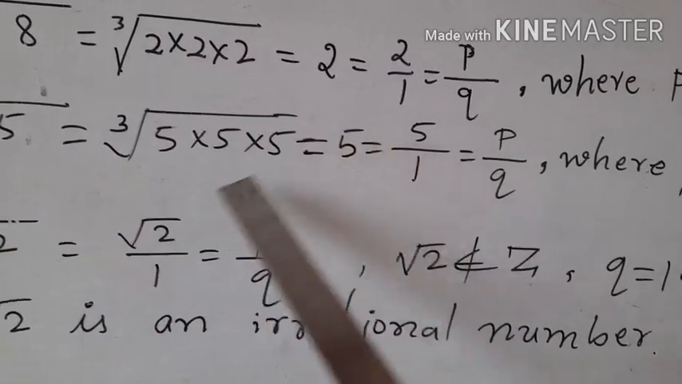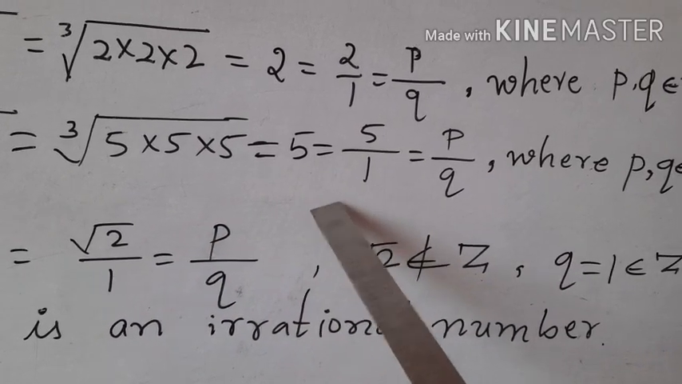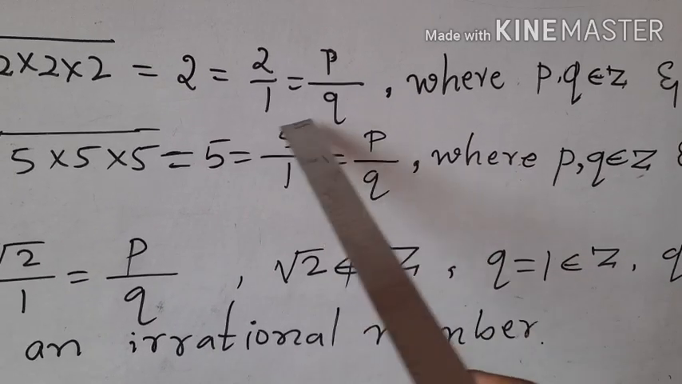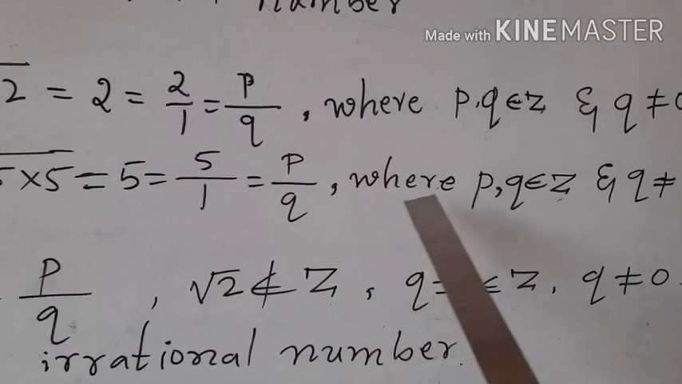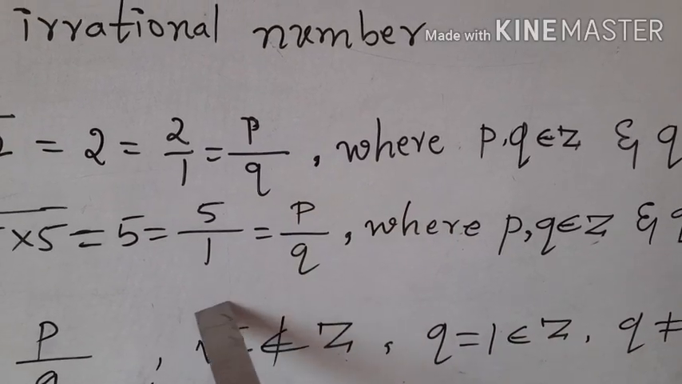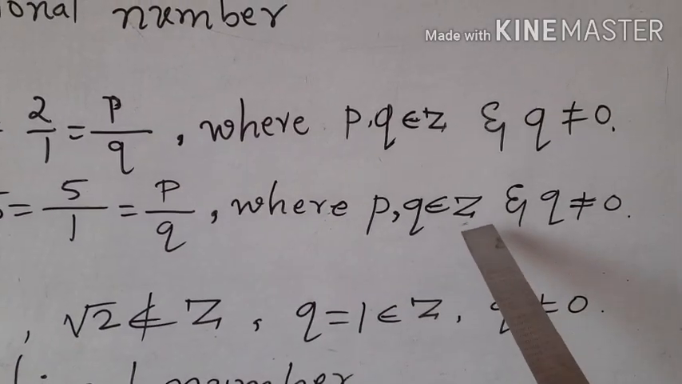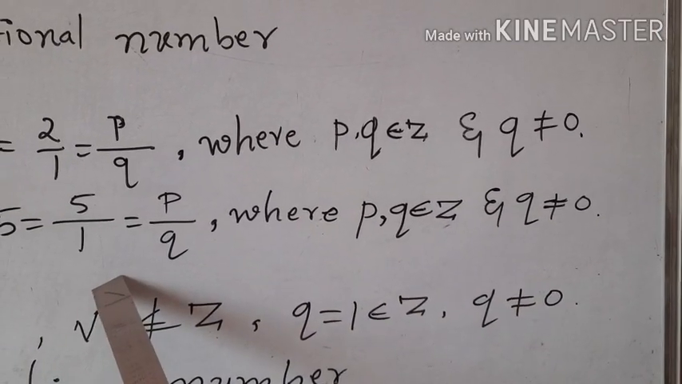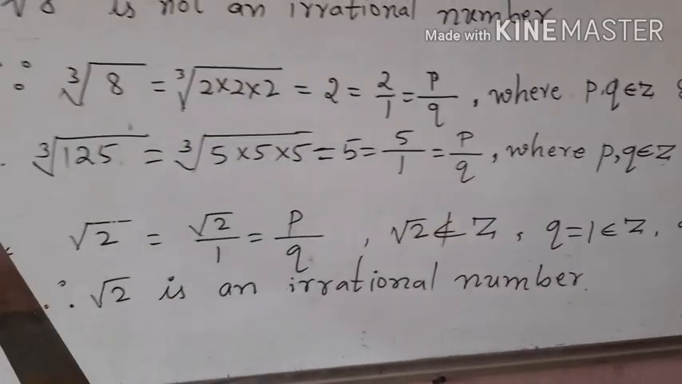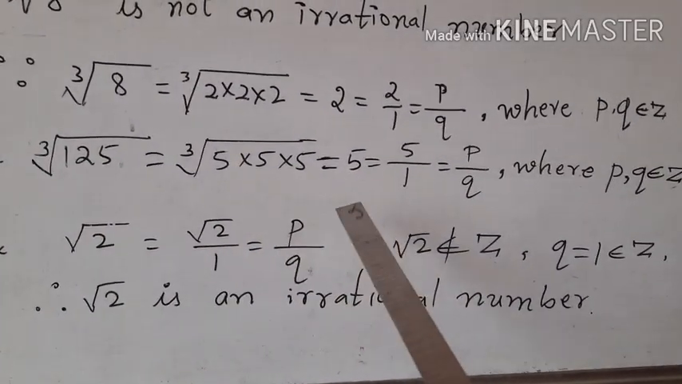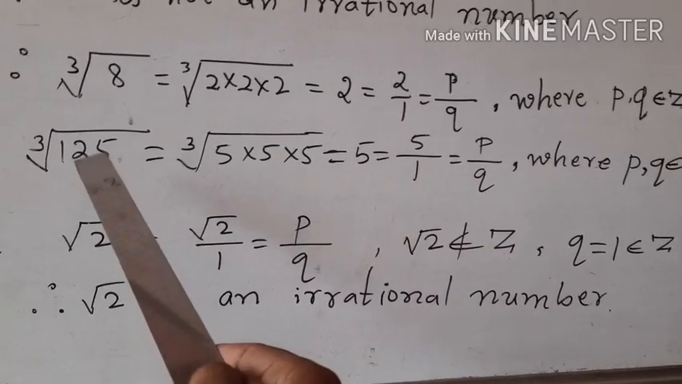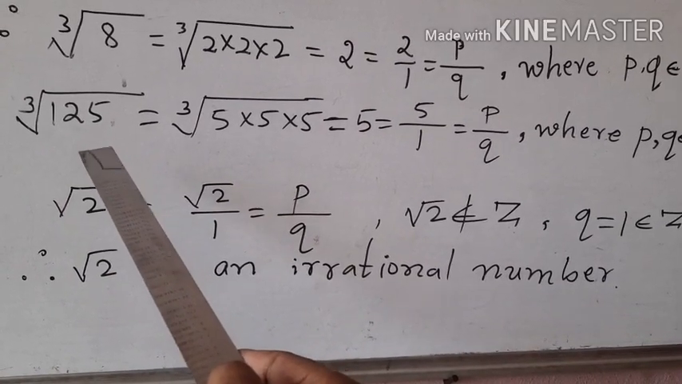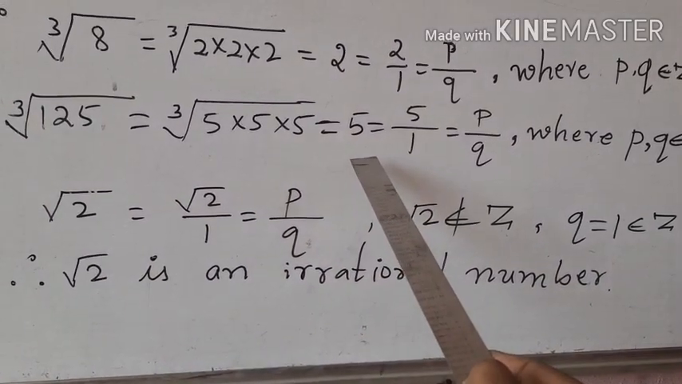And cube root of 5 into 5 into 5 is 5, and 5 is equal to 5 by 1. Therefore, 5 by 1 is equal to p by q. Here p is 5 and q is 1, where p and q belong to integers and q is not equal to 0. Here the value of q is 1. It is not equal to 0. That is why, children, cube root of 125 is equal to 5 and this is not an irrational number, because cube root of 125 is a rational number. It is not an irrational number. Is it clear to you?